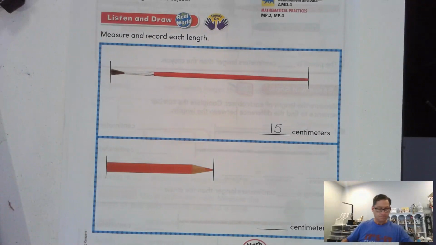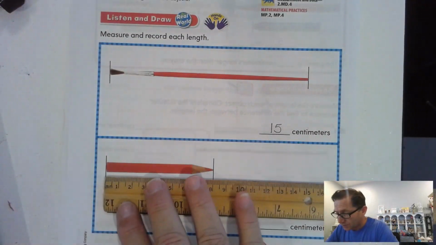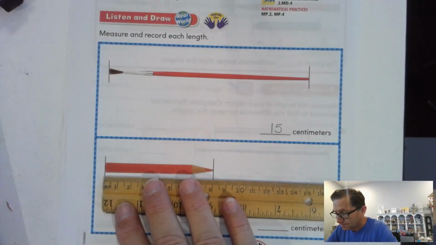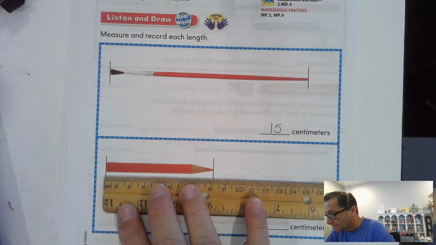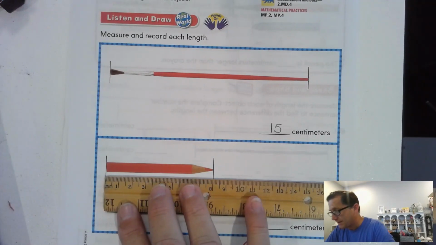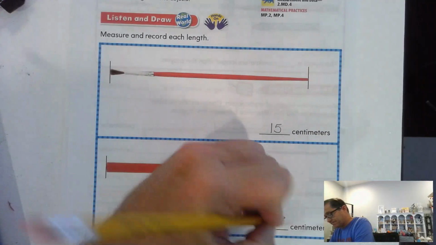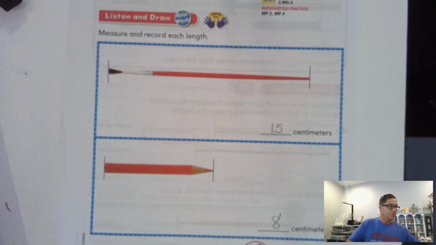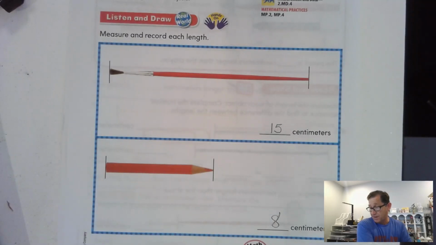Now measure the length of the pencil. The pencil is 8 centimeters. So it's kind of reviewing how to measure. Now we're going to use that to compare lengths.